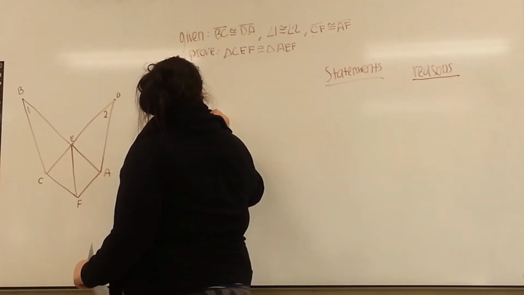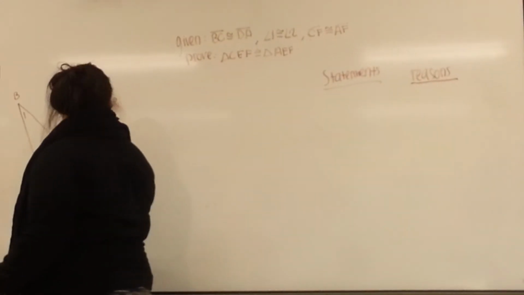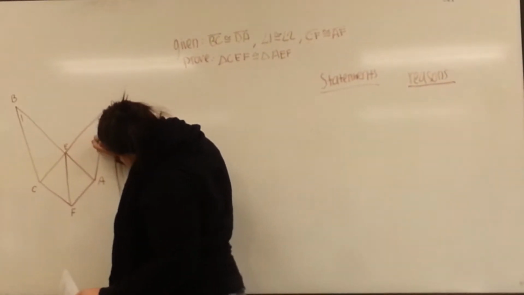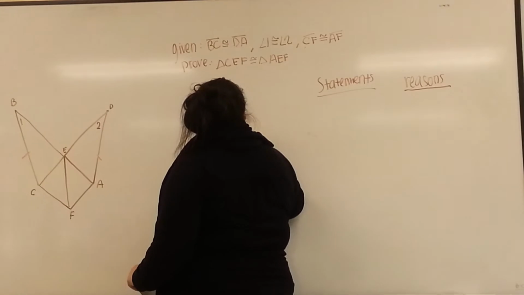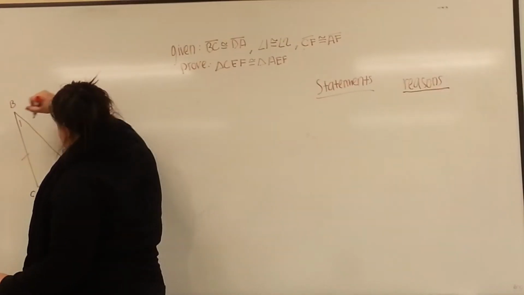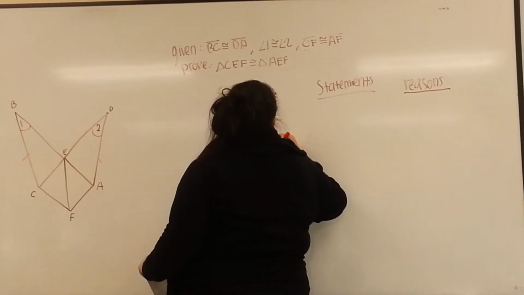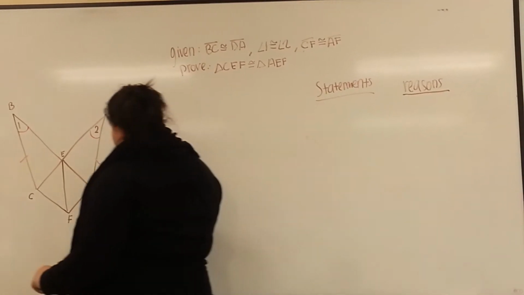So, our first one is segment BC is congruent to segment DA. And we use our congruent markings to show that they're congruent. Go to our next given. Angle 1 is congruent to angle 2. Again with our angle congruent markings. And last one, segment CF is congruent to segment AF.